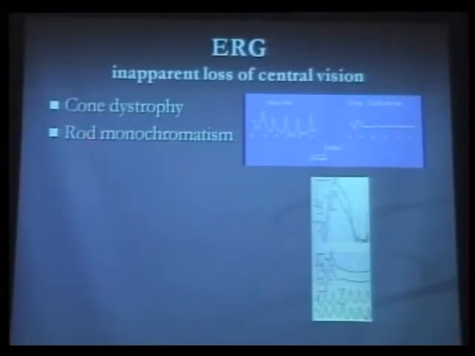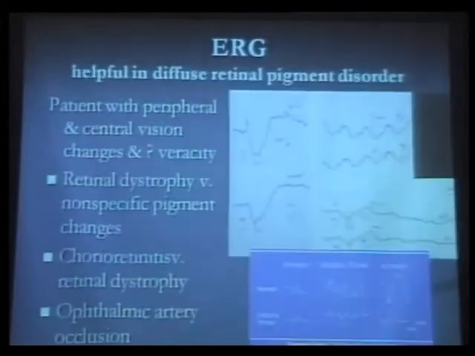In a rod monochromat, there'll be a rod response that looks like a nice normal response like this, but when you turn and do cone testing and look at single flash or flicker, it's flat. All right. Well, what else do you do in ERG today? Well, we do it when we're looking for diffuse retinal pigment epithelial problems, or retinal pigment disorders and problems like that.